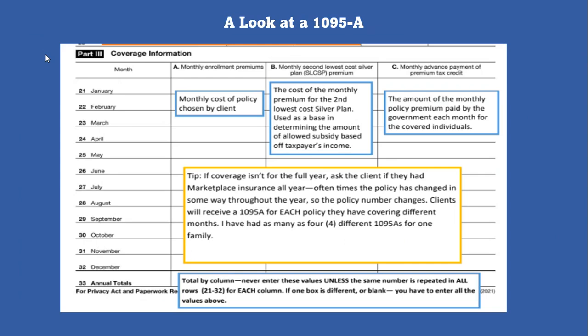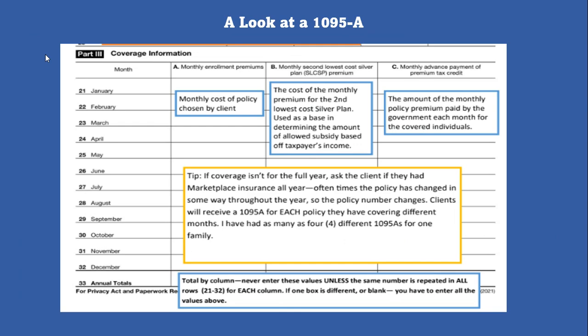The bottom part, part 3, has all the information about the dollar amounts for that policy. So column A is how much that policy that they chose actually cost. B is just a different policy that they use for calculations. And part C is how much the government actually paid every month for that policy for that person. So A is what it cost and C is what the government paid for them already.